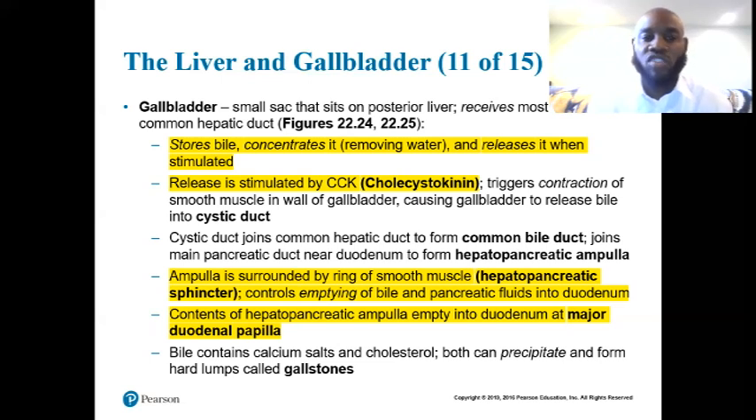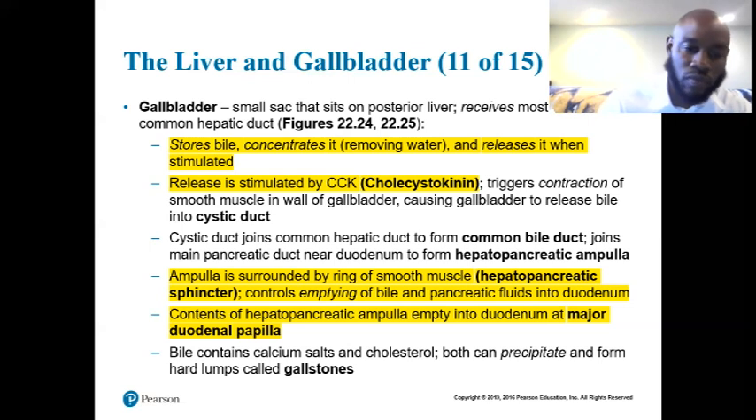CCK triggers contraction of smooth muscle in the gallbladder, causing it to release bile into the cystic duct, which joins with the common bile duct, which joins with the pancreatic duct near the duodenum to form the hepatopancreatic ampulla. The ampulla is surrounded by a ring of smooth muscle, which has a sphincter that controls the emptying of bile and pancreatic fluids into the duodenum. Both of these enter the duodenum.